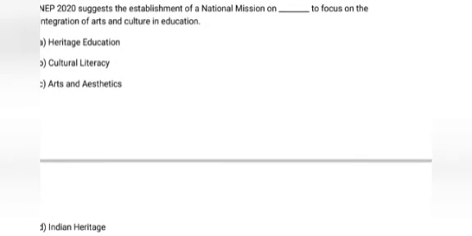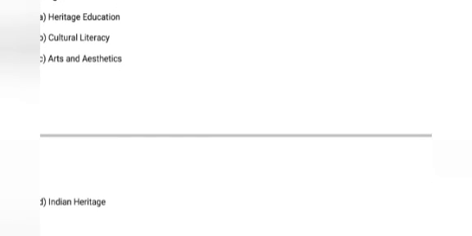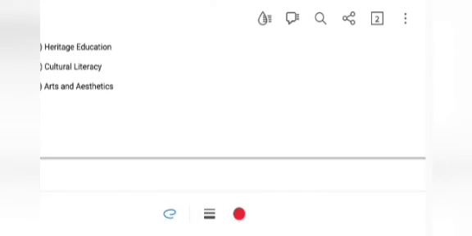Next, NEP 2020 suggests the establishment of a national mission on something to focus on the integration of arts and culture in education: heritage education, cultural literacy, arts and aesthetics, Indian heritage. It will be heritage education.